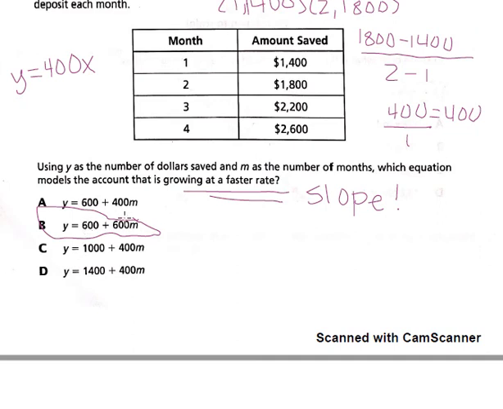I know they put the slope piece second here. Don't let that be discouraging. You're good. Typically you put it in the front, but as long as you have the slope value attached to the variable, you know what you're doing.